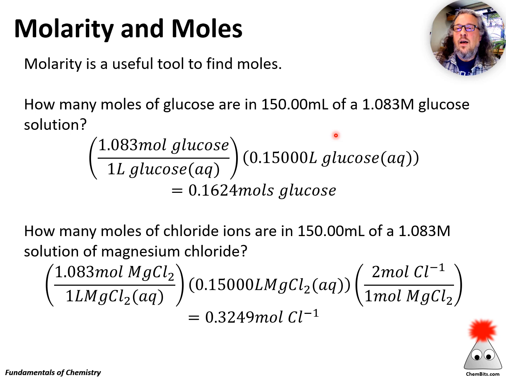How about finding moles? I said that's one of the big advantages of molarity as a concentration unit. So how many moles of glucose are in 150 milliliters of a 1.083 molar glucose solution? 1.083 moles per liter of glucose. I've got 150 milliliters of that glucose, and multiply that out, units cancel, I get 0.1624 moles of glucose.